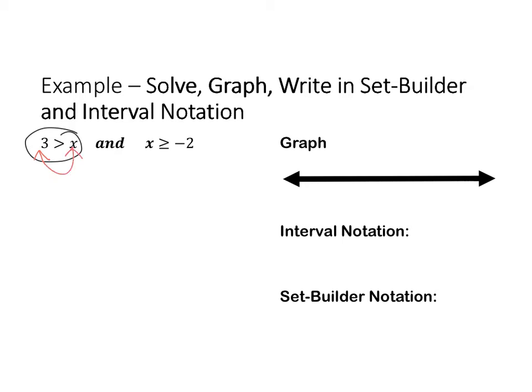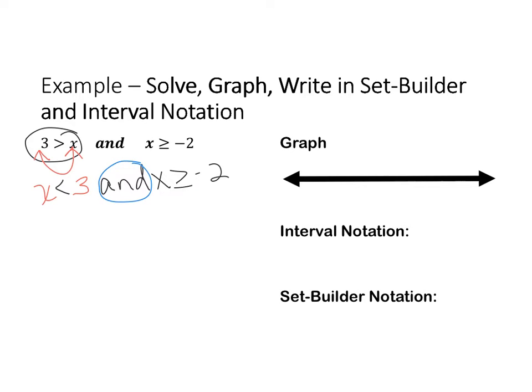I can flip those two, my x and my 3, as long as I flip the direction of my inequality. What this is saying, 3 is greater than x, is the same thing as x is smaller than or less than 3. Alright, now here is my compound inequality. It's a compound because it's 2 inequalities joined by the word and.